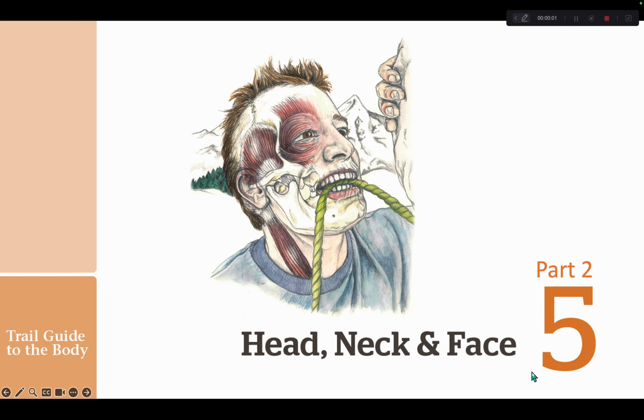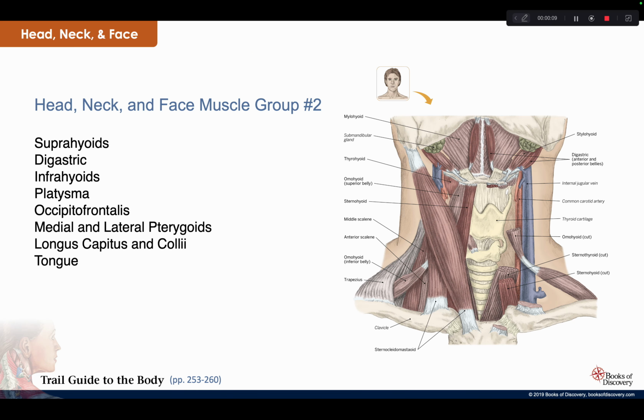All right, welcome back. We're doing part 2, chapter 5, trail guide, head, neck, and face, kinesiology 1. We're going into head, neck, and face muscle group number 2. So these are the hyoids. Now, we're typically not going to be massaging the hyoid muscles, but let's learn them anyhow. That's fun.